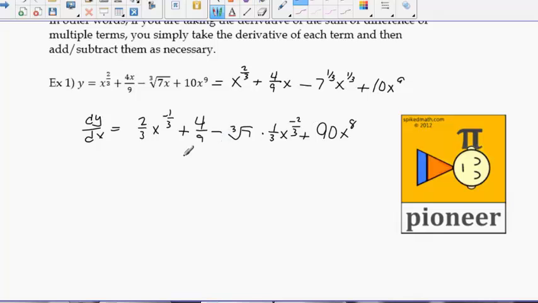Do you have to change this? Nope. Leave it like that. Walk away. I don't care. Negative exponents? Fine. Fractional exponents? Fine. Don't touch it. Just leave it like that and walk away.